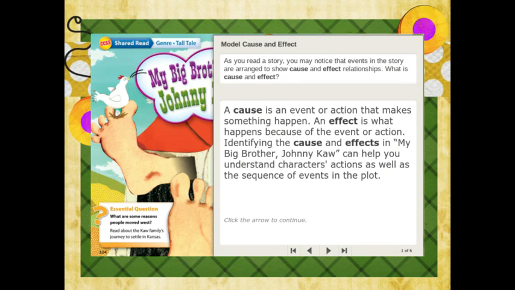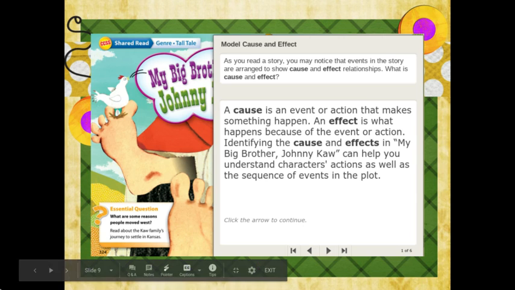Let's see what our book says about cause and effect. Our book says a cause is an event or action that makes something happen. An effect is what happens because of the event or action. Identifying the cause and effect in My Big Brother Johnny Caw can help you understand characters' actions as well as the sequence of events in the plot.